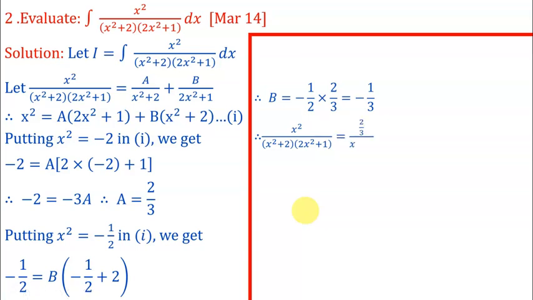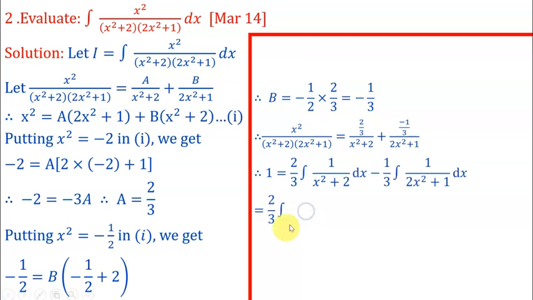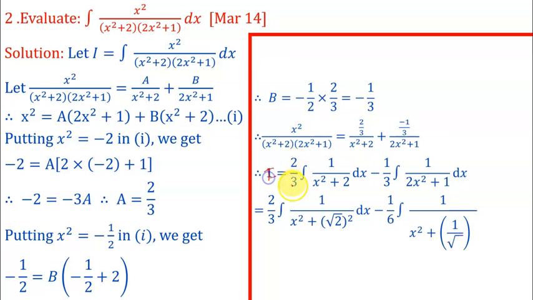Now our integration is very simple. Integrating on both sides, I is equal to 2 by 3 times the integral of 1 upon (x square plus 2) dx minus 1 by 3 times the integral of 1 upon (2x square plus 1) dx. Now take 2 as common, then 1 upon 3 into 2, that is 1 by 6, times the integral of 1 upon (x square plus (1 upon root 2) square) dx. The integration is easy.